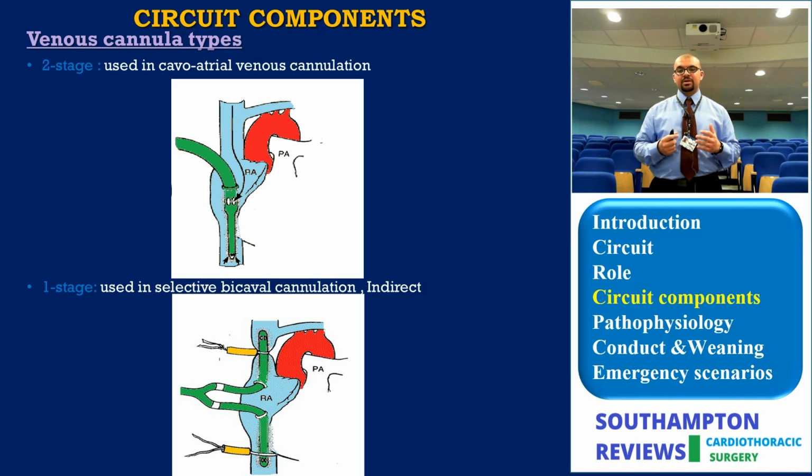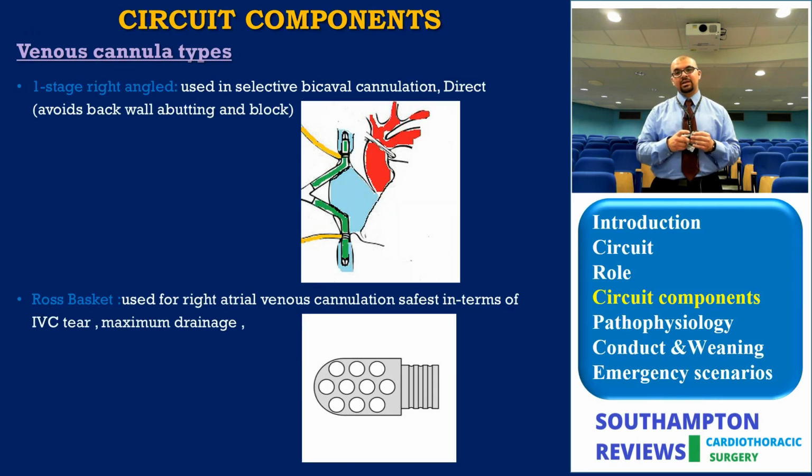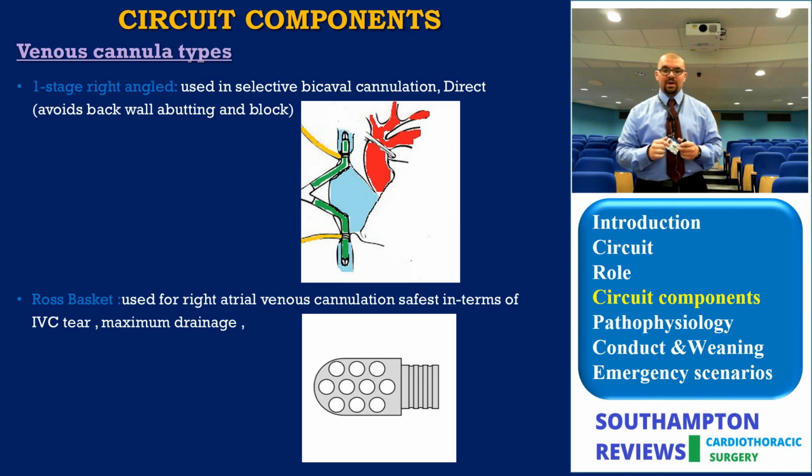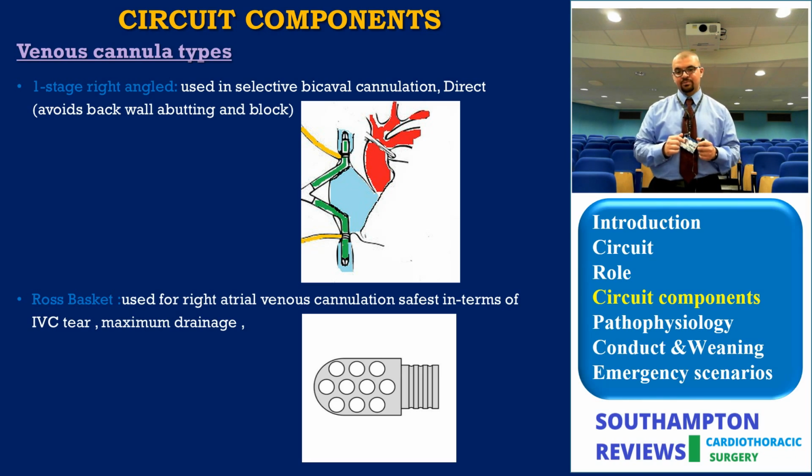The other type is the one-staged right-angled cannula. In this modality, there are holes at the one stage at the tip of the cannula, but you're cannulating both cavae directly. So you're putting your purse strings on the SVC and the IVC. That's what we call the direct bicaval cannulation.